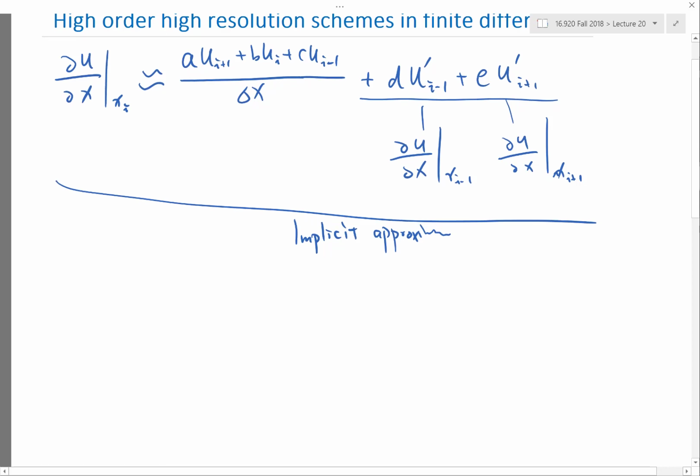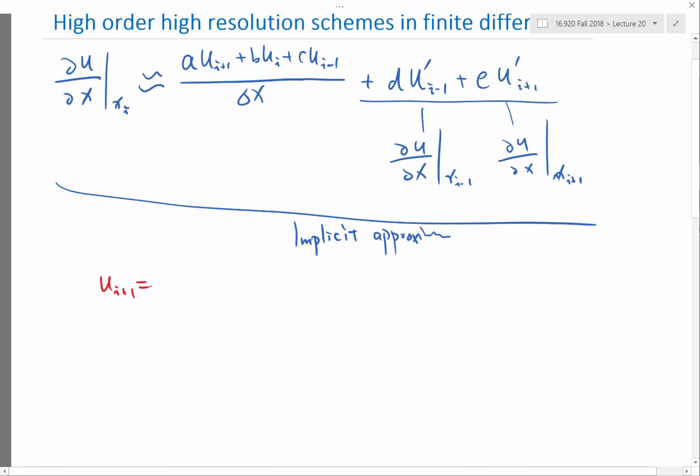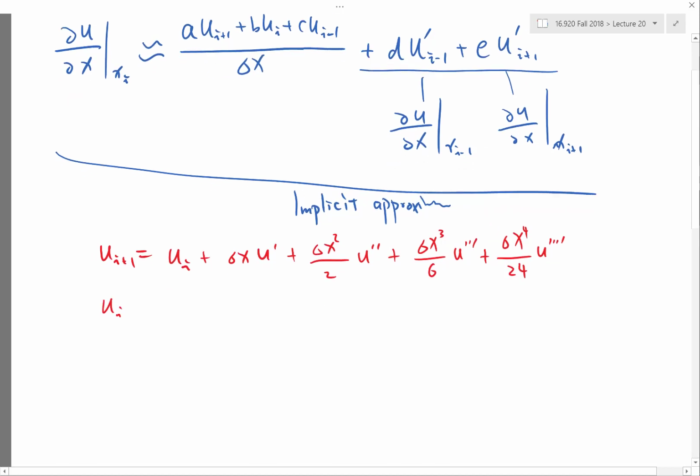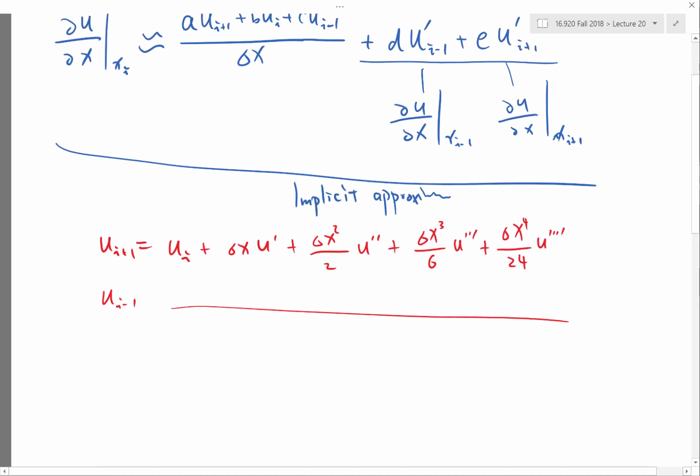Again, we use Taylor series, right? So ui plus 1 is equal to ui plus delta x u prime, and all the regular stuff. Let's maybe not even write it down. So 1, 2, 3, 4, and 5 terms, because we have 5 unknowns, we should have 5 terms, right? And similarly for ui minus 1, I won't write it down, the coefficients are similar, but then ui plus 1 prime is different.